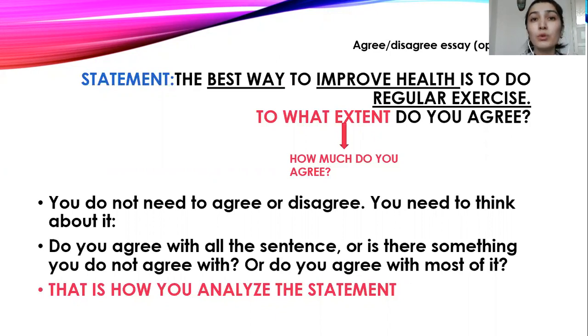So I would say, in order to write an effective essay, you need to first of all understand the statement itself. And here the statement says the best way. It means it's giving us the solution. How can we develop our health? In other words, immune system. And here the answer is given: by doing regular exercise.